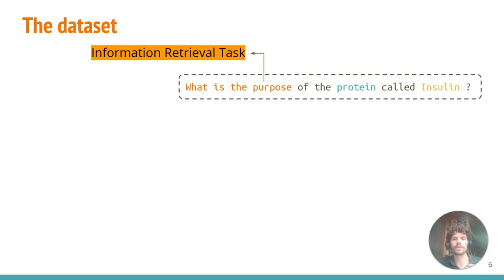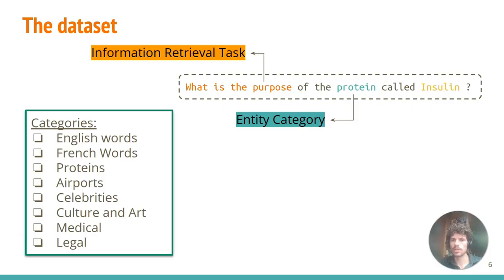So it's supposed to give us information about something that is learned in the pre-training step. Then we have an entity category that we varied along 8 different classes to have a very wide range of realistic prompts, including medical and legal questions, which are more critical. And then we have an entity name, like insulin, which is a real protein that the model is supposed to know about, and it's going to give us some information about it.